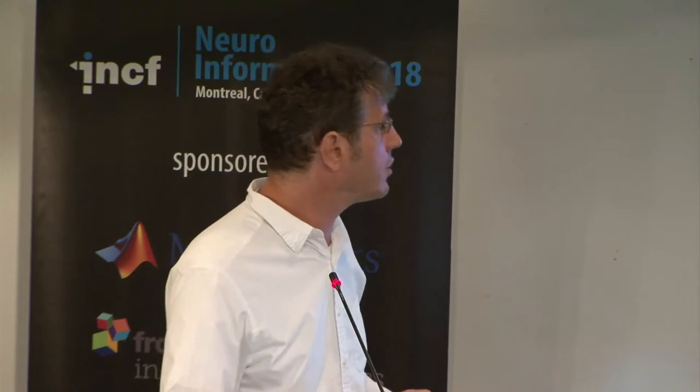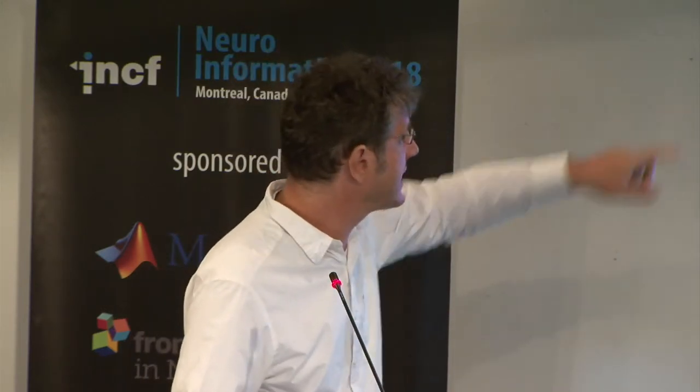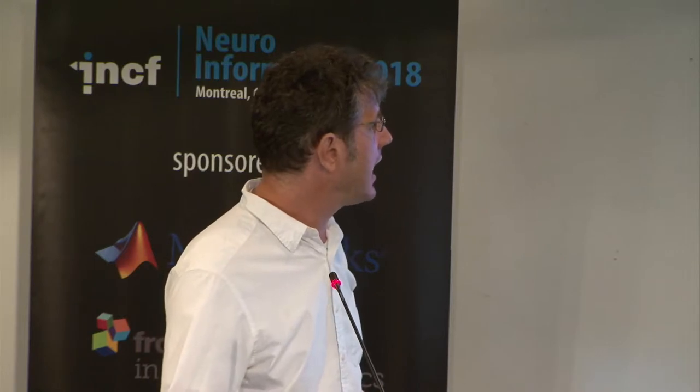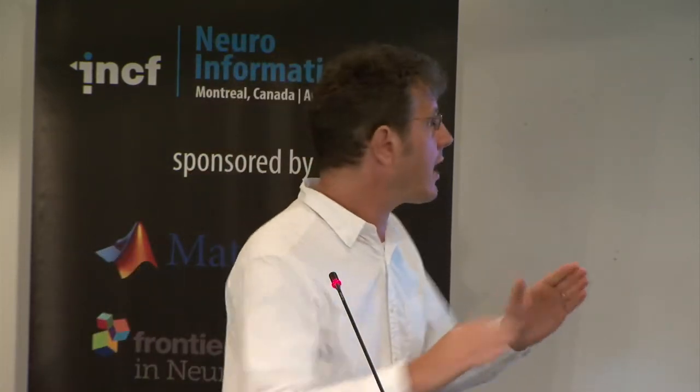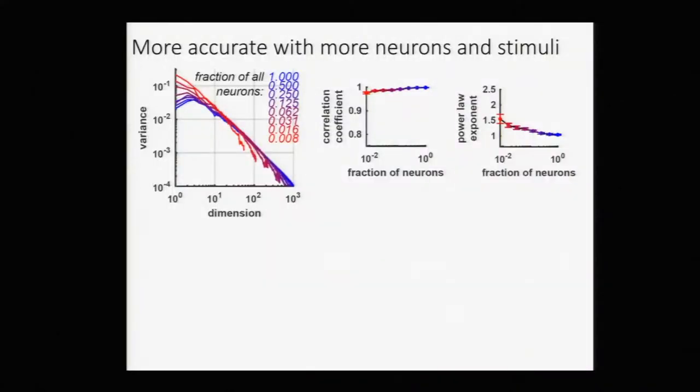So the first question is, maybe it's just because we didn't record enough neurons. But actually, if we increase the fraction of neurons we analyze, going here from red to blue, we find that the power law, as measured by this correlation coefficient, gets more accurate. And the exponent gets closer and closer to 1. So this is what I mean about reaching an asymptote, right? We're going up from a small fraction of the neurons to the full 10,000, and we see the power law gets more and more accurate as you add more and more neurons. So we infer that if we were to record even more neurons, 100,000, it would continue to get more accurate. There's an inference from the data.